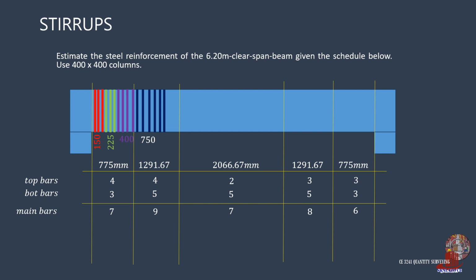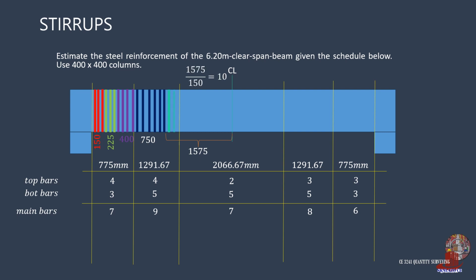Then, reading from the beam schedule, it was written that the rest of the length uses 150 mm spacing. But the remaining length is still to be identified. Half the beam is 3.1. Then take out all the lengths used up by the previous stirrups. This gives 1.575 meters. And by this length, the stirrup spacing to be used is 150.